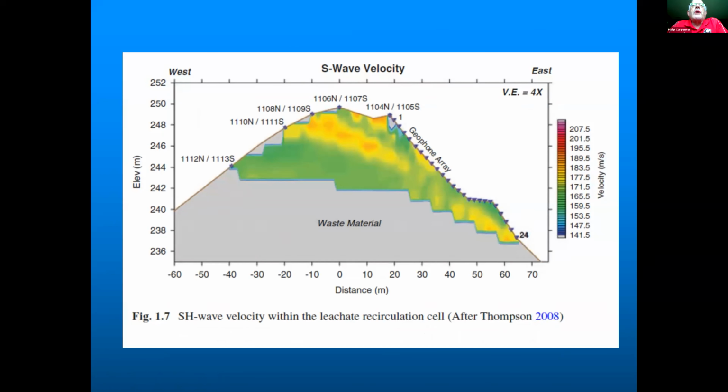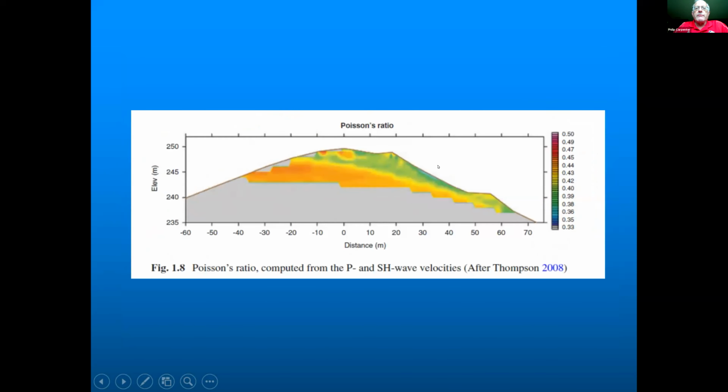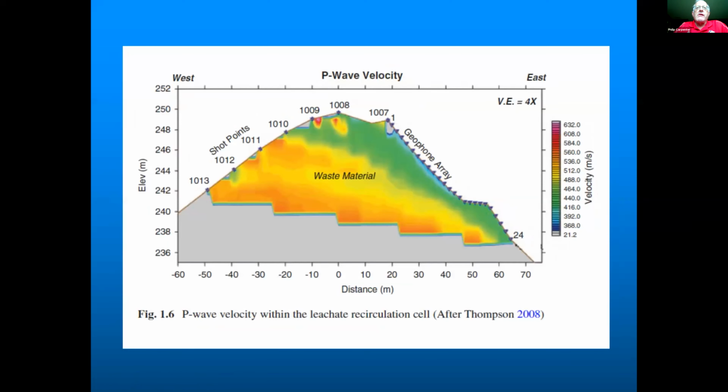So here's the S wave velocity map. This is the shear wave velocity, and you can see some changes here. The material down at the bottom has a little bit higher velocity, and the material up here has less velocity. Again, here are your geophones, and here are your shot points. The vertical exaggeration is 4 here. Let me go back.